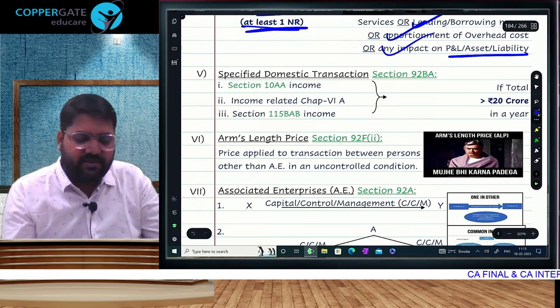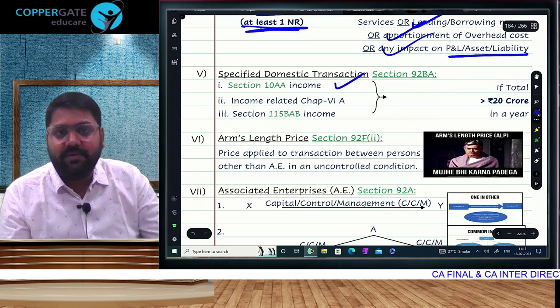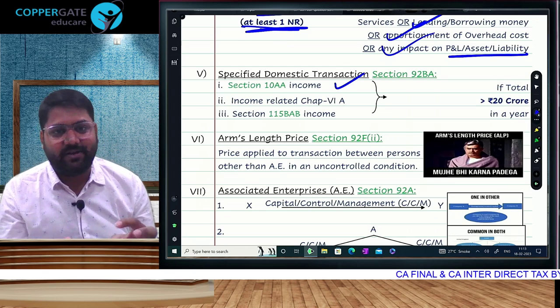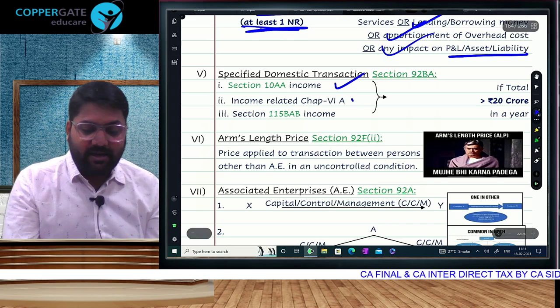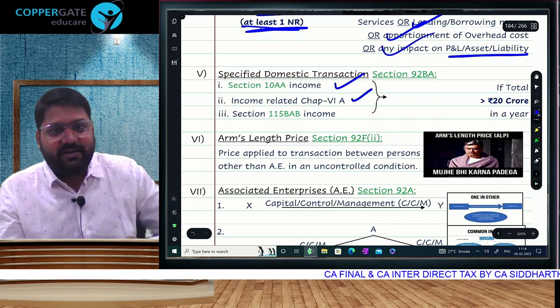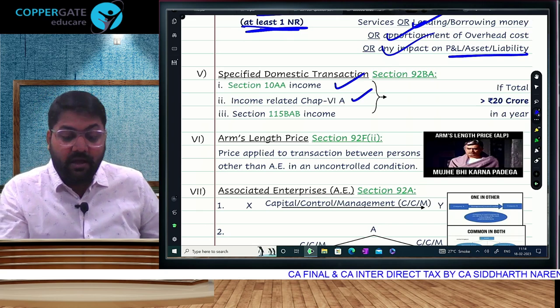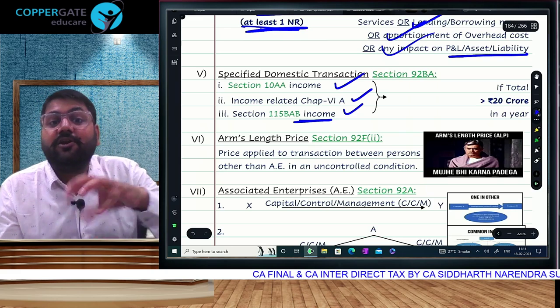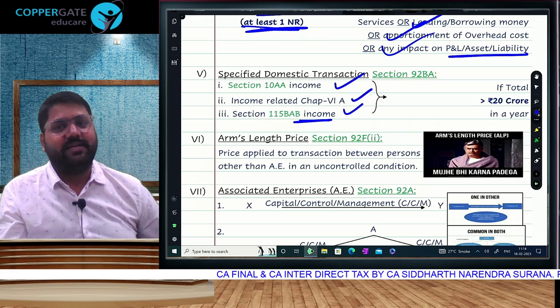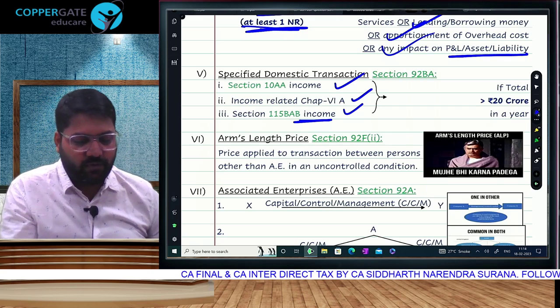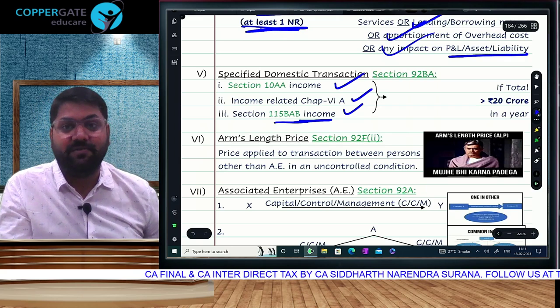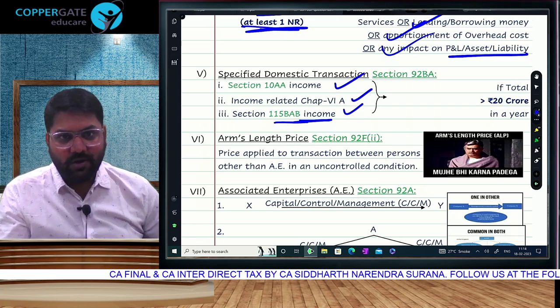Likewise, what is a specified domestic transaction? Anything covered in 10AA, because one company takes a deduction, the other is not eligible, so you can manipulate. Any income related, Chapter 6 says the same thing. One income, one business is eligible, the other is not eligible. And any 115BAB, that ridiculously low rate of tax for companies at 17.16%. So, if you have this company and any other company, again you will manipulate. So, the AO has the power to recompute profits.